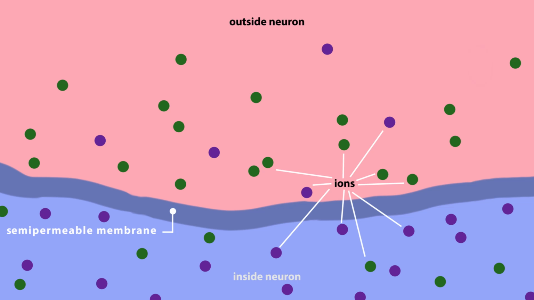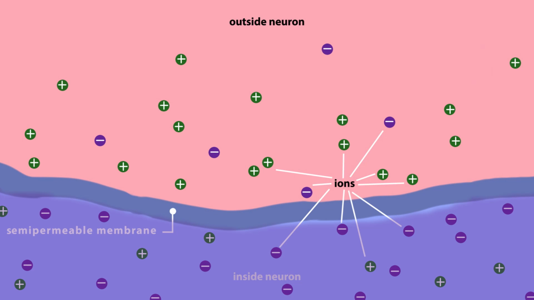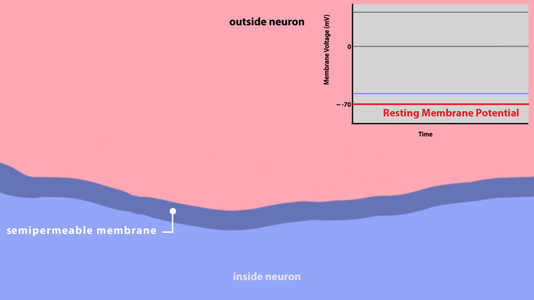In its resting state, the fluid outside the axon contains a higher concentration of positive ions than the inside of the axon, which has many negatively charged ions. This resting potential was measured at negative 70 millivolts, or thousandths of a volt.